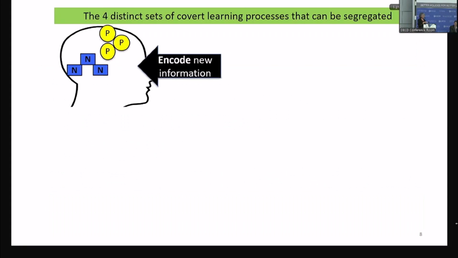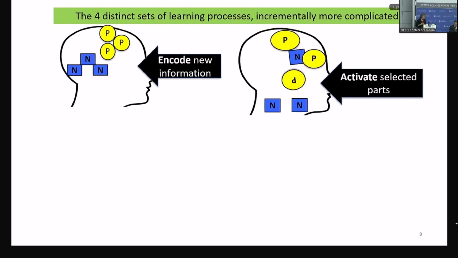So I'm going to show you now the 4 assumptions. First, the covert processes that I can segregate into 4 sets. The 4 distinct sets of covert processes start with students encoding new information. That is, they store new information that's coming in. P stands for prior knowledge, N stands for new knowledge. The second set is activating selected parts of prior knowledge. So you can think about some knowledge and you can activate it. Well, it gets activated.